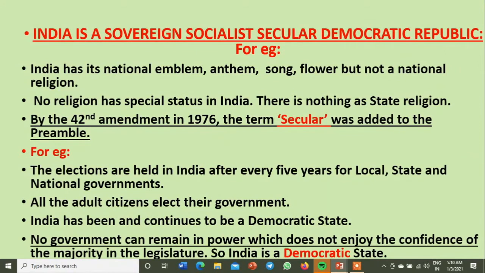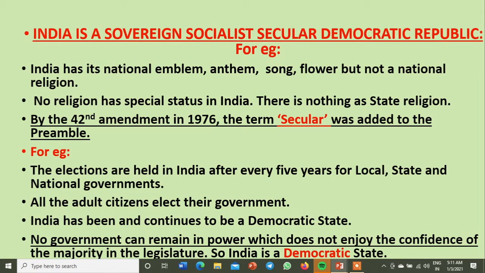The next is secular. India has its national emblem, anthem, song, flower, but not a national religion. Students, have you ever heard about a national religion? No, never. No religion has special status in India. There is nothing as a state religion.